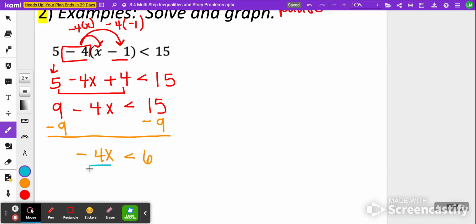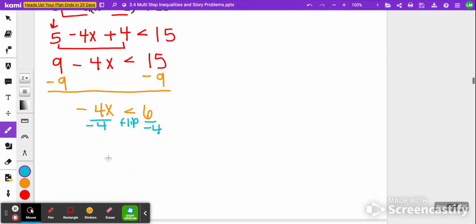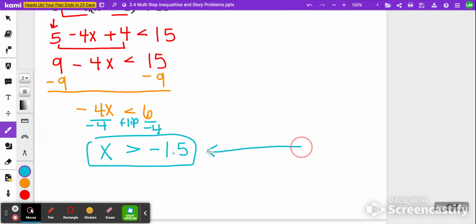And then I'm going to have to divide by negative 4. Okay? Because I'm dividing by a negative 4, I'm also going to have to flip my inequality symbol. So x is now greater than whatever 6 divided by 4 is, and that should be negative 1.5. If you wanted to graph this one, that would just be negative 1.5 with an open circle pointing to the right because you flipped your inequality sign.